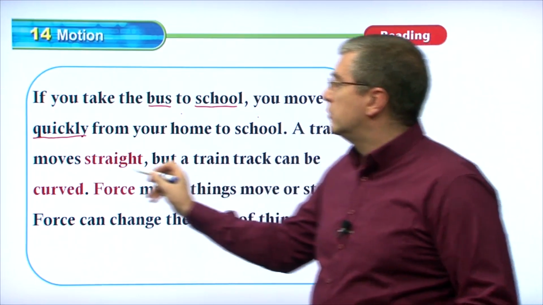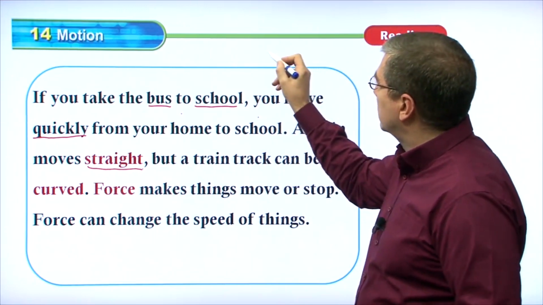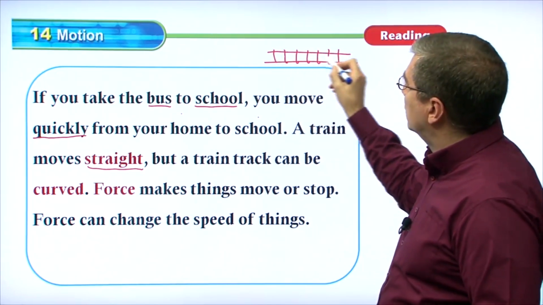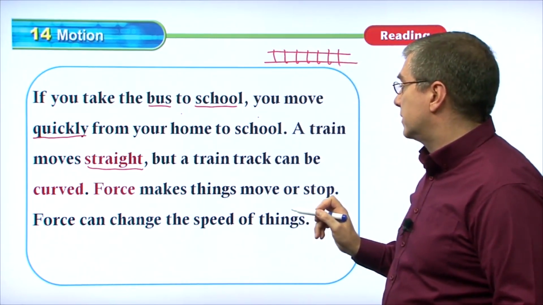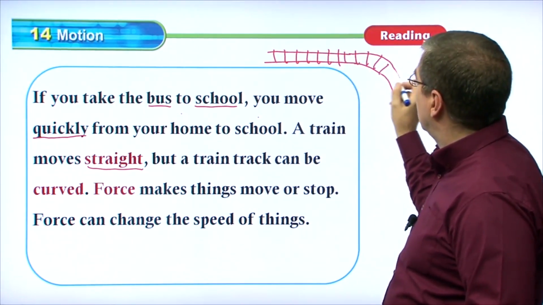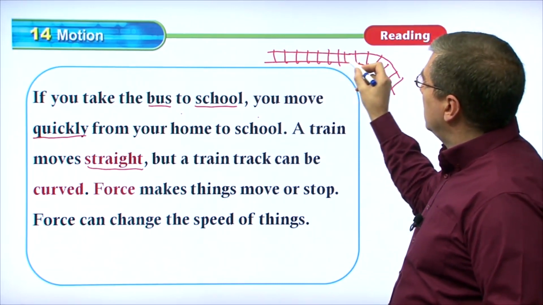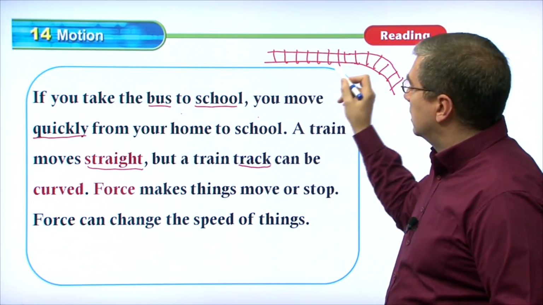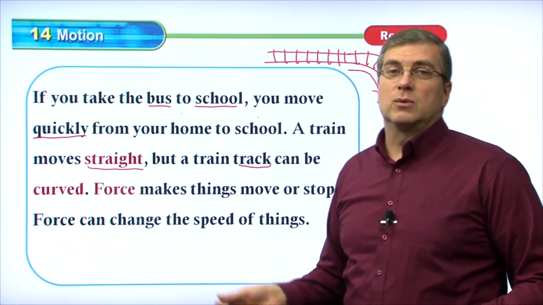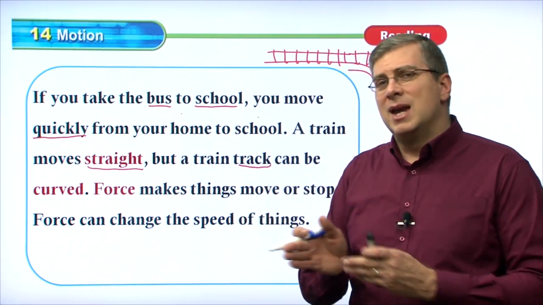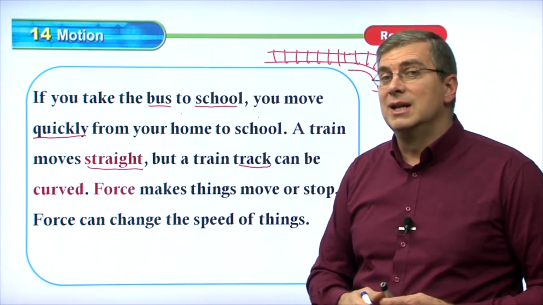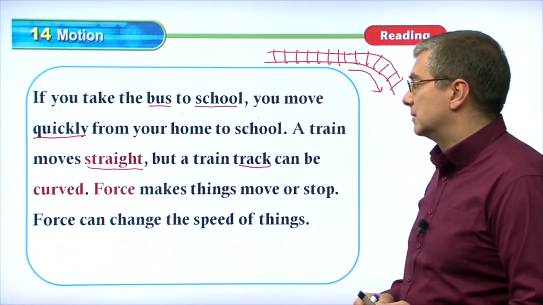We can say a train moves straight. So if you look at the train tracks, a train moves straight down the tracks. But sometimes a train track can be curved and then the train changes direction. It can go around in a curve. Of course, we need to do that because trains can't always go straight. They have to change directions to go around mountains, to go around rivers, to go around buildings. So train tracks are also curved.